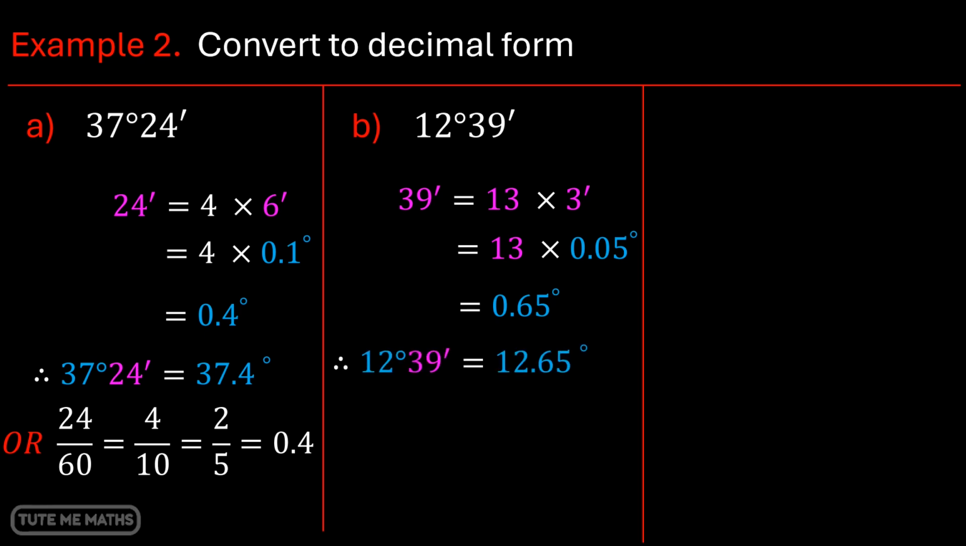We could have used any combination of factors. 6/10 is 6 lots of 6 minutes, giving us 36 minutes. Then 3 minutes extra gives us the extra 0.05 for our total of 12.65 degrees. Alternatively, we could write it as a fraction, 39 over 60, which simplifies to 13 over 20, and again we have 13 lots of 0.05. There are lots of possibilities to effectively convert this example into decimal form without reaching for a calculator.